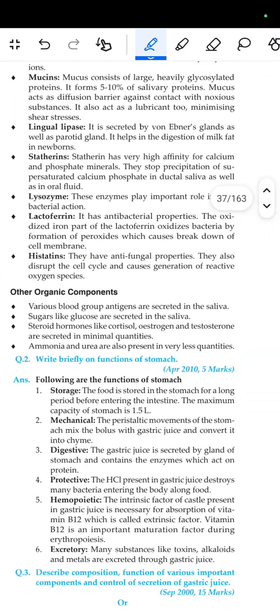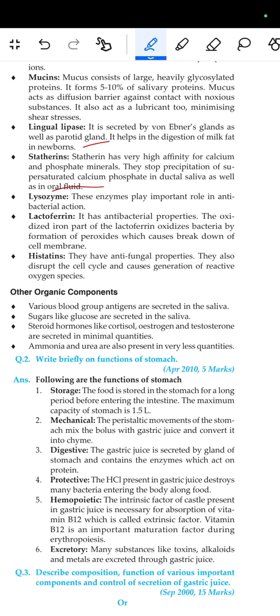Lingual lipase is secreted by the von Ebner gland as well as the parotid gland. It helps in the digestion of milk fat in newborns. Statherin has very high affinity for calcium and phosphate minerals. It stops the precipitation of the supersaturated calcium phosphate in ductal saliva as well as in the oral fluid.